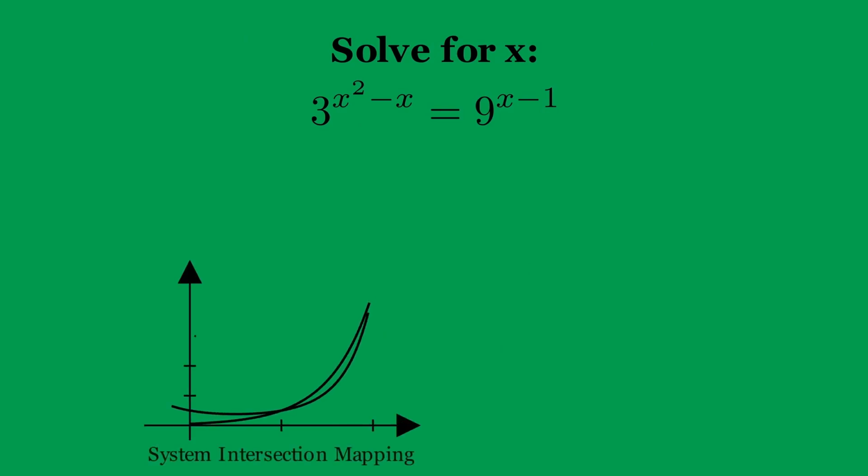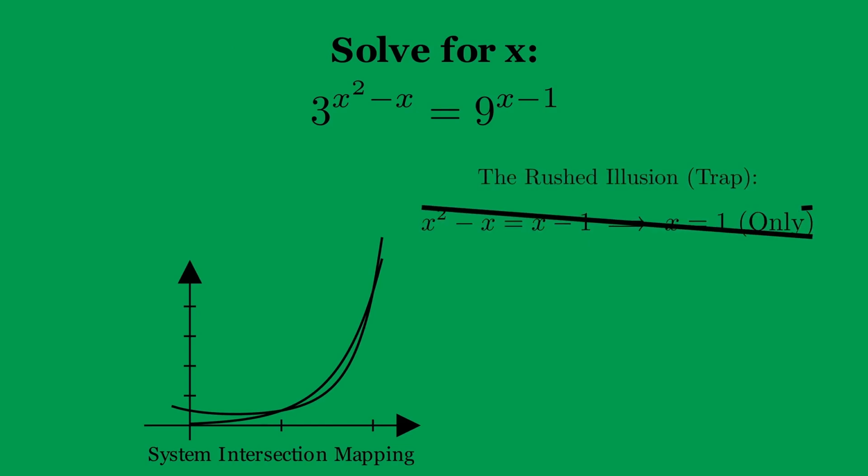Problem 2. Now let's solve our second equation. 3 raised to the power of x squared minus x equals 9 raised to the power of x minus 1. At first glance, you might be tempted to equate x squared minus x with x minus 1. Doing so produces only one solution and misses another valid answer. Let's solve it correctly.